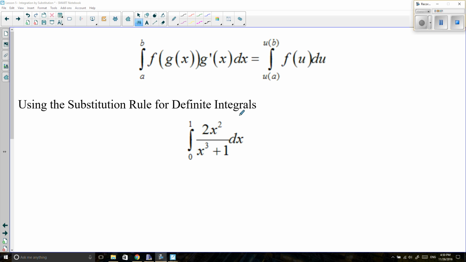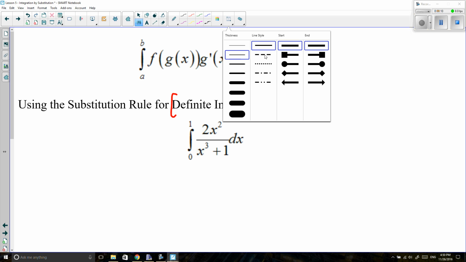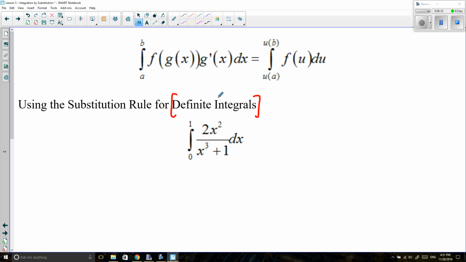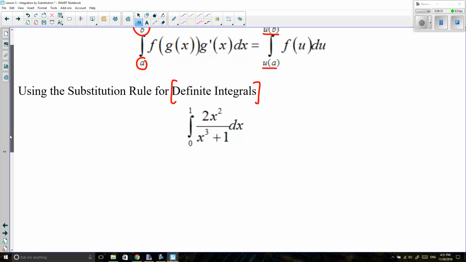Okay, so one more type of question when it comes to substitution rule for integrals is how to actually evaluate definite integrals using the substitution rule. When we do that, we actually have an extra step. First of all, our upper and lower limits are always given in terms of x. Now, when we implement in terms of u, we actually have to evaluate the u function at a and b, and that's going to give us new upper and lower limits. So let's see that happen with this question here.